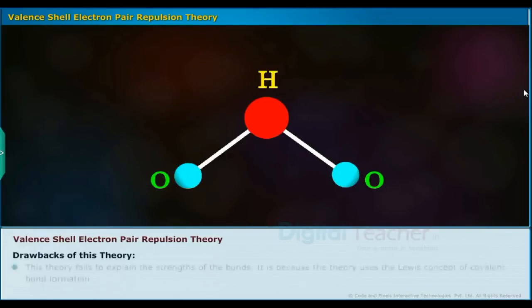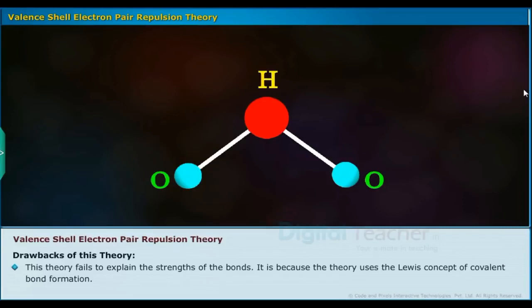Drawbacks of this theory. This theory fails to explain the strengths of the bonds. It is because the theory uses the Lewis concept of covalent bond formation. It could not further explain the electronic nature of covalent bonds.